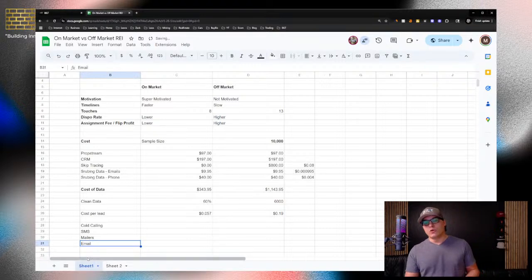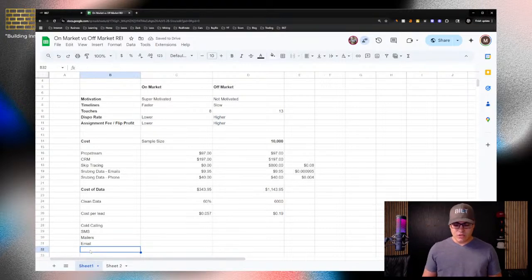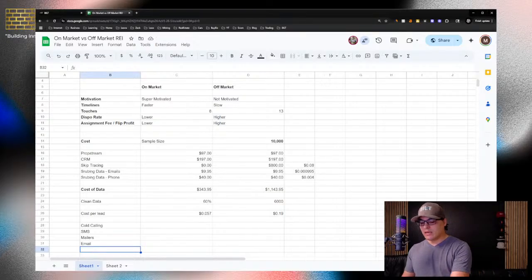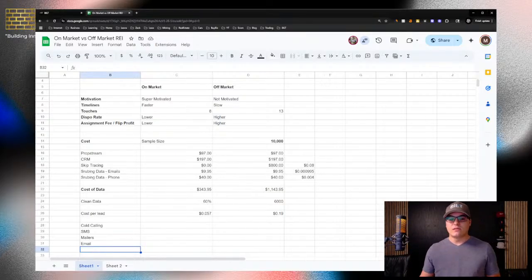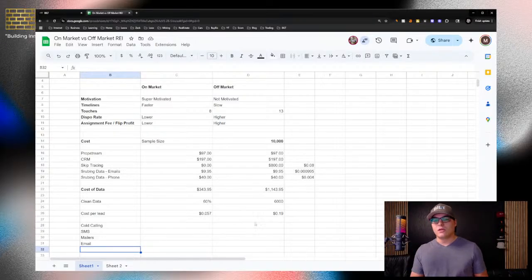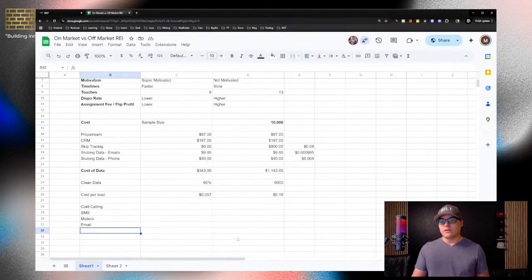Email is more of a newer one. I think it started more in other business models like e-commerce agencies and so forth. It finally just became more relevant in the real estate industry, but it's definitely a powerhouse in there as well.